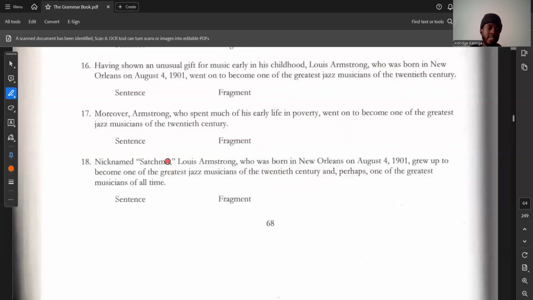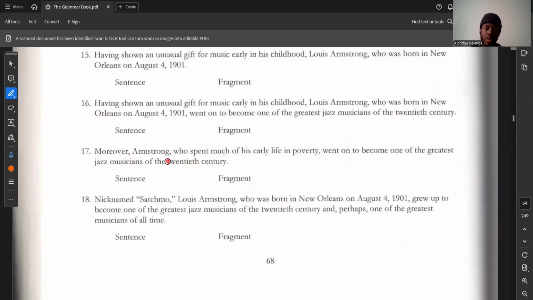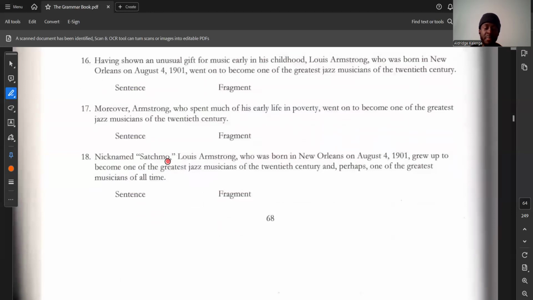Number 17 says, moreover, Armstrong, who spent much of his early life in poverty, went on to become one of the greatest jazz musicians of the 20th century. It's a sentence. Correct. Sentence. That's correct. That's correct. That's correct.